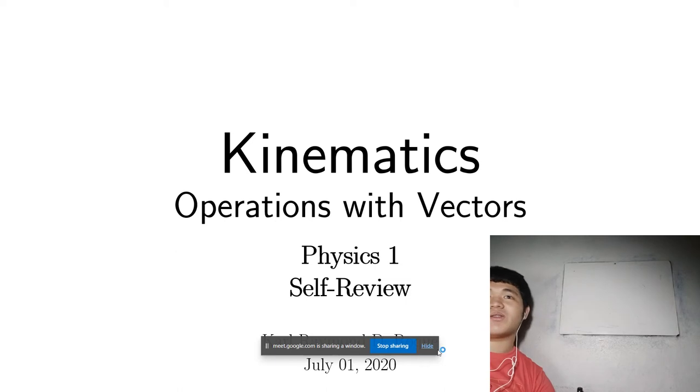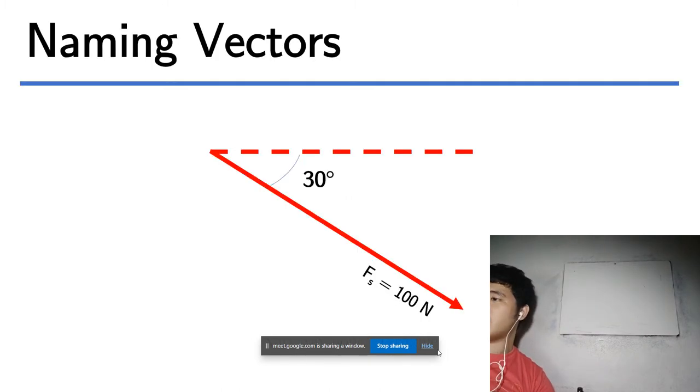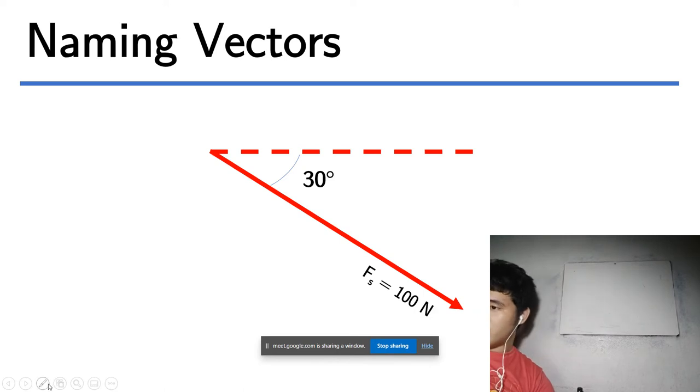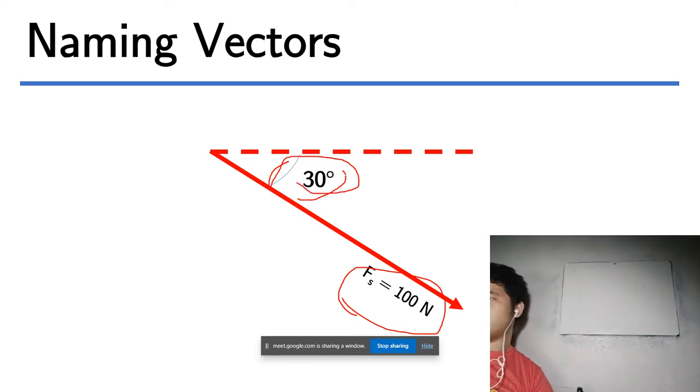Kasi to solve two-dimensional kinematics, and lalo na sa forces, which is our next lesson, dynamics, kailangan we know how to operate with vectors. No? Kaya I hope that you can master what we're going to learn today. Sige, let's start. Naming vectors. Let's say we have a force vector like this, 100 newtons, with an angle of 30 degrees below the x-axis. How do we name this?